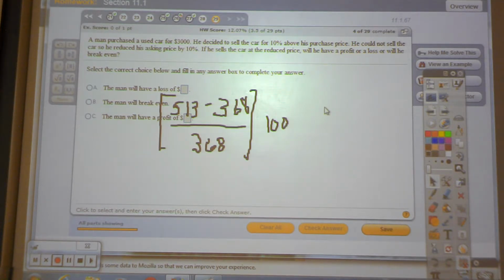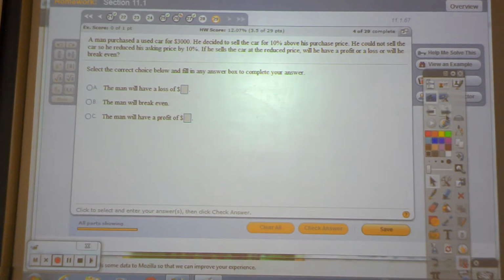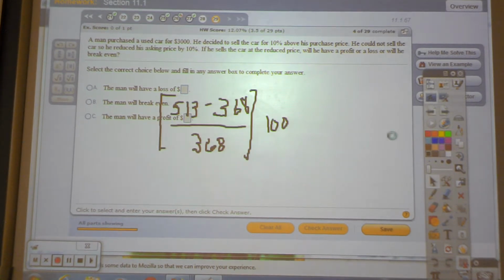Look at there. A man purchased a used car for $3,000. He decided to sell the car for 10% above the purchase price. He could not sell the car, so he reduced his asking price by 10%. If he sells the car at the reduced price, will he have a profit or loss or break even? I'm gonna let y'all work on that for a few minutes.